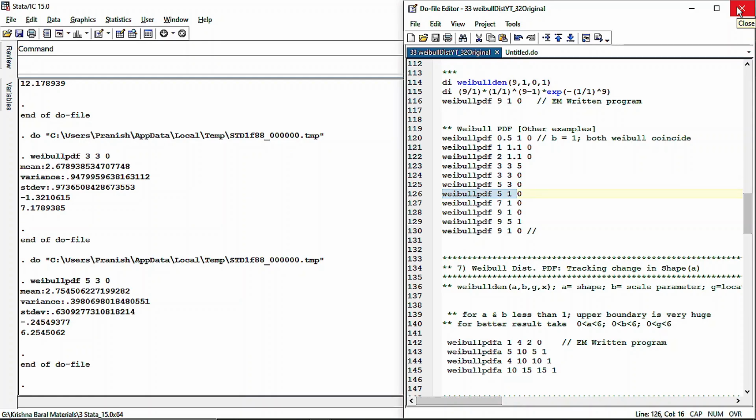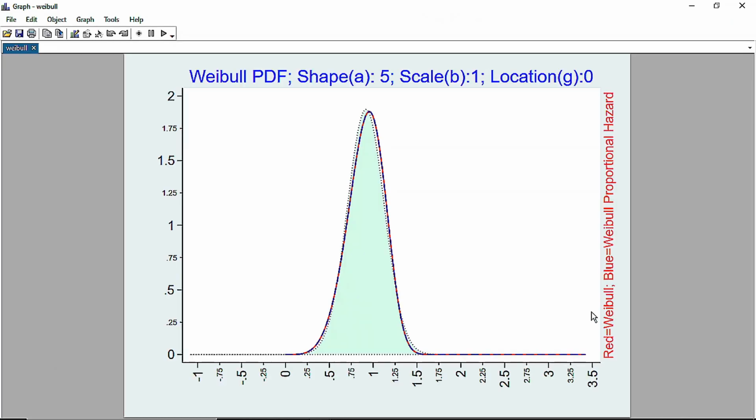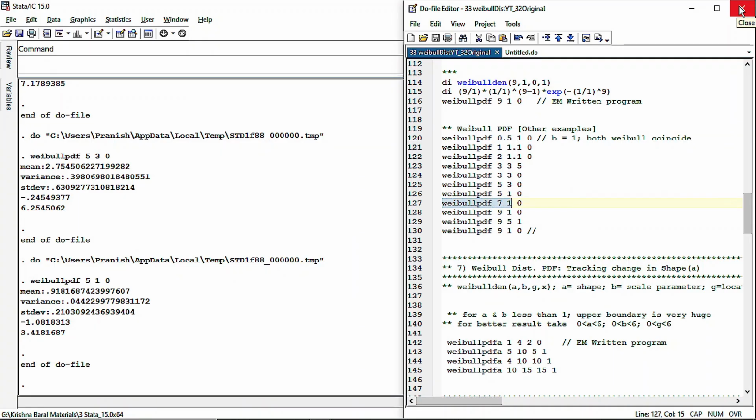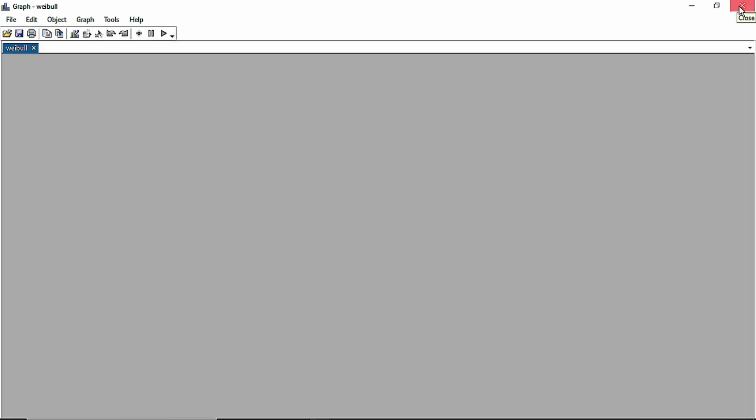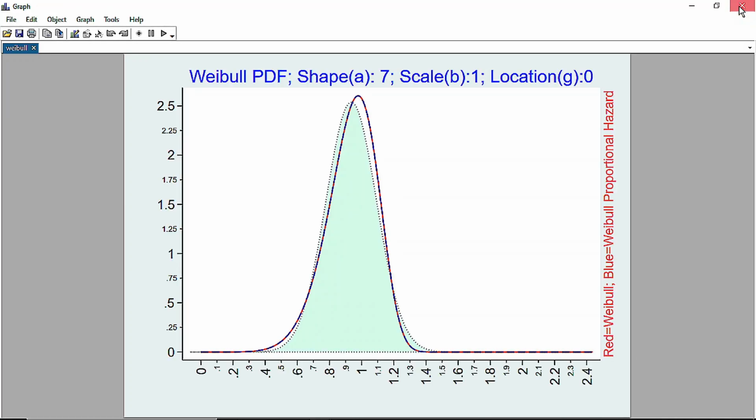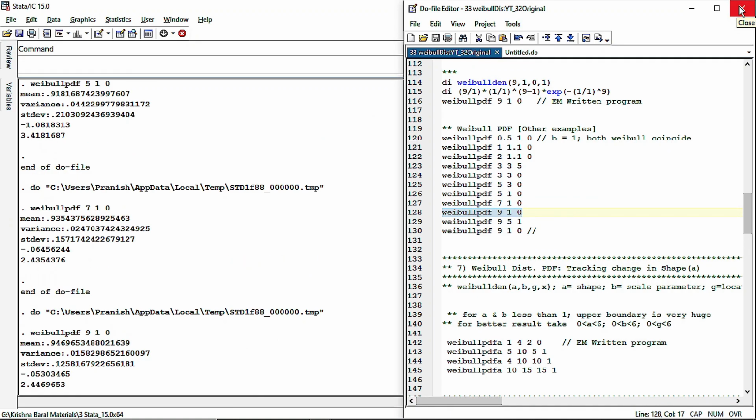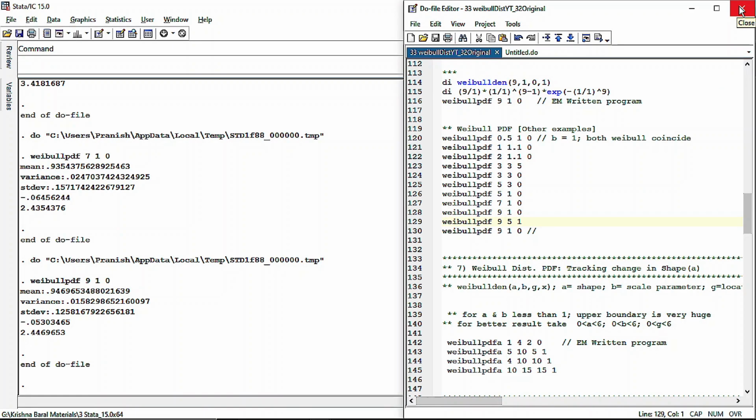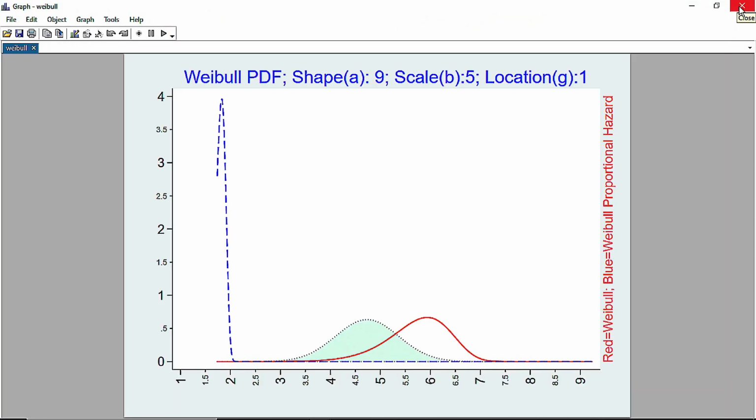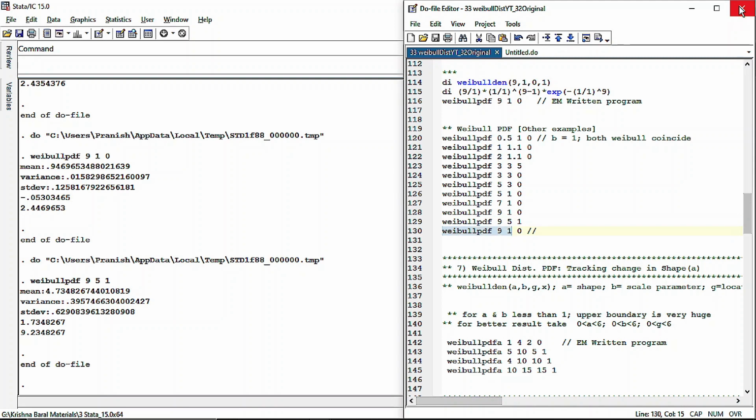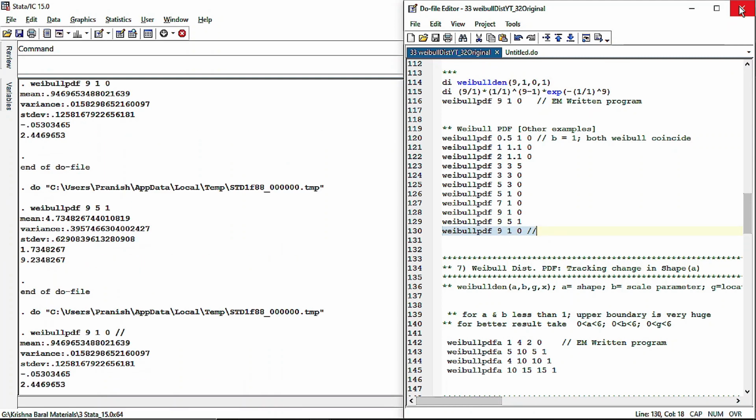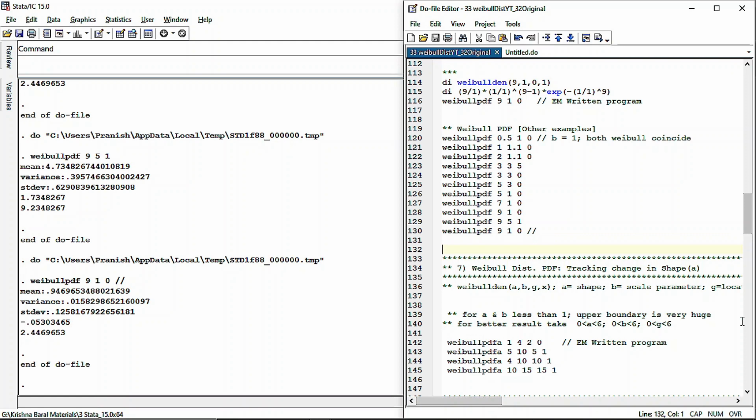Shape parameter 5 and scale parameter 1, and the location parameter is again 0. The Weibull distribution and the proportional hazard Weibull distribution have converged. And for these parameters, 7 is the shape and 1 is the scale parameter, we get this kind of graph. And when our shape parameter is 9 and the scale parameter is 1, we get this kind of graph. Similarly, our shape parameter is 9, scale parameter is 5, and location parameter is 1, we get this kind of graph. And shape parameter is 9, scale parameter is 1, and the location parameter is 0, we get this kind of graph.